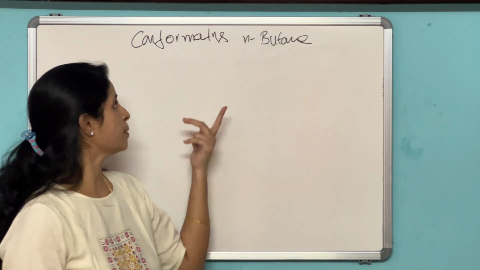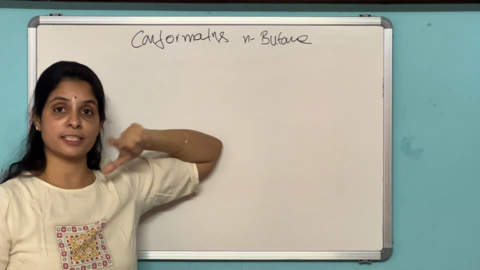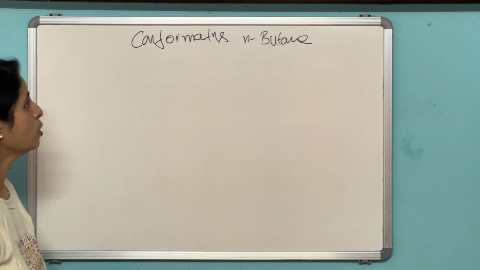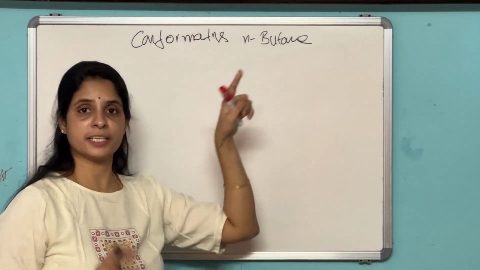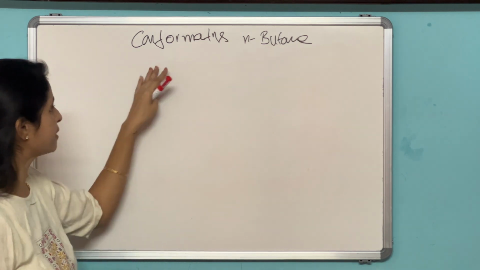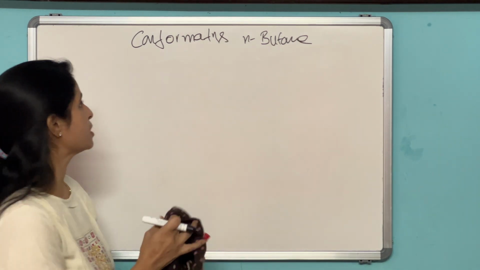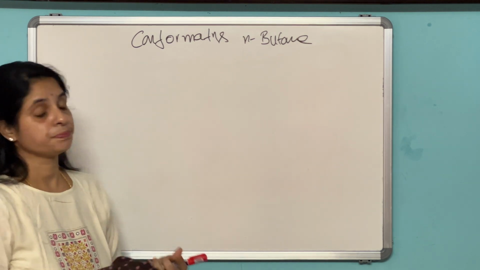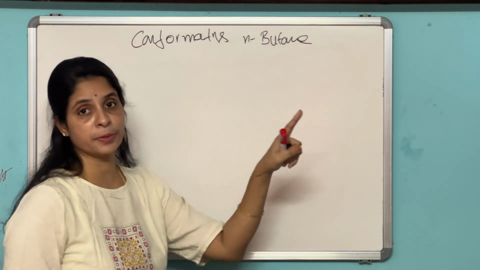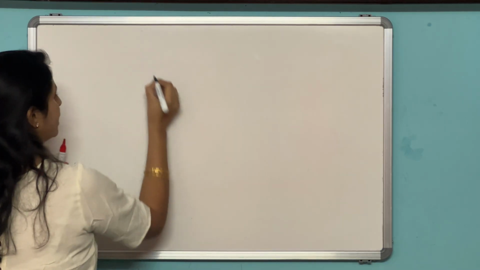Rotamers and conformations. In the last video we discussed the conformations of ethane. I told you the conformations can be represented in two ways: Newman projections and the sawhorse representation. Now in this video we'll discuss the conformations of butane and their stabilities. It is n-butane, no?